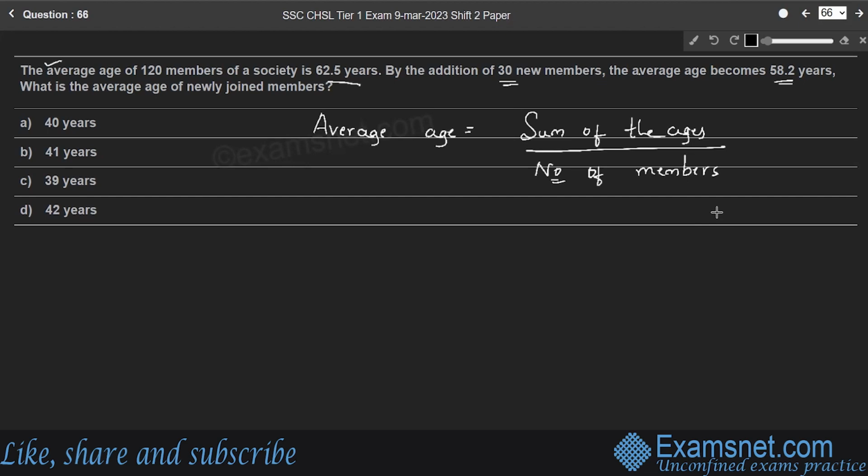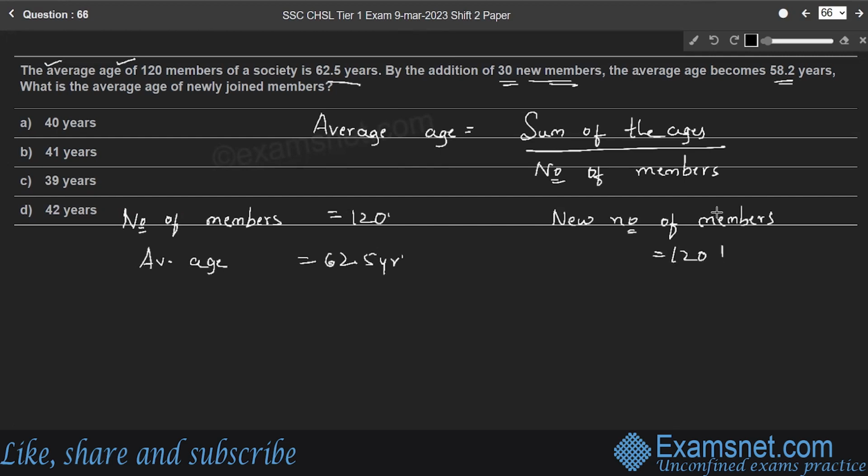Right? Here, average age of 120 members. Number of members is equal to 120, and their average age is 62.5 years. By the addition of 30 new members, the new number of members is 120 plus 30, therefore it is 150 members. And the average age of 150 members is equal to 58.2 years.